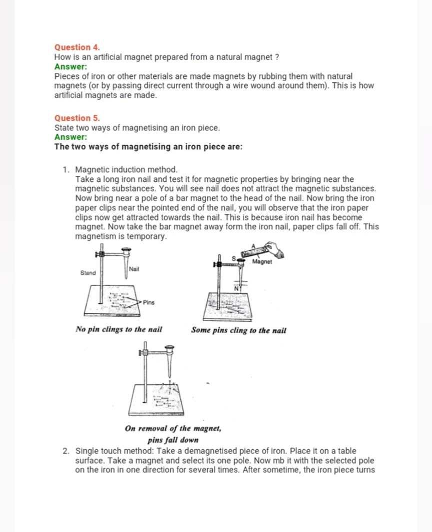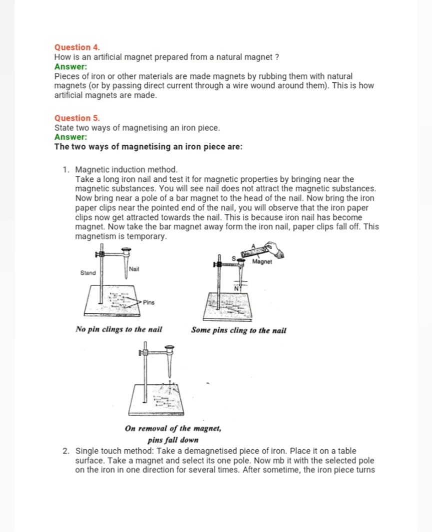You will see the nail does not attract the magnetic substances. Now bring near a pole of a bar magnet to the head of the nail. Now bring the iron paper clips near the pointed end of the nail. You will observe that the iron paper clips now get attracted towards the nail. This is because the iron nail has become a magnet. Now take the bar magnet away from the iron nail. Paper clips will fall off. This magnetism is temporary. So you can make the diagram along, children.